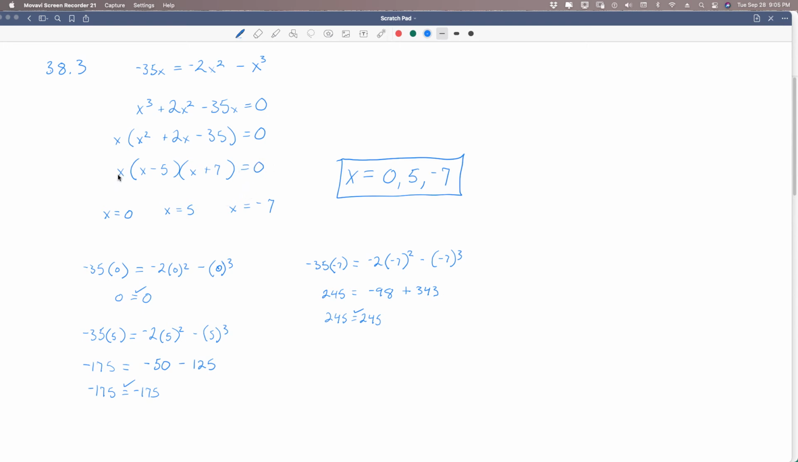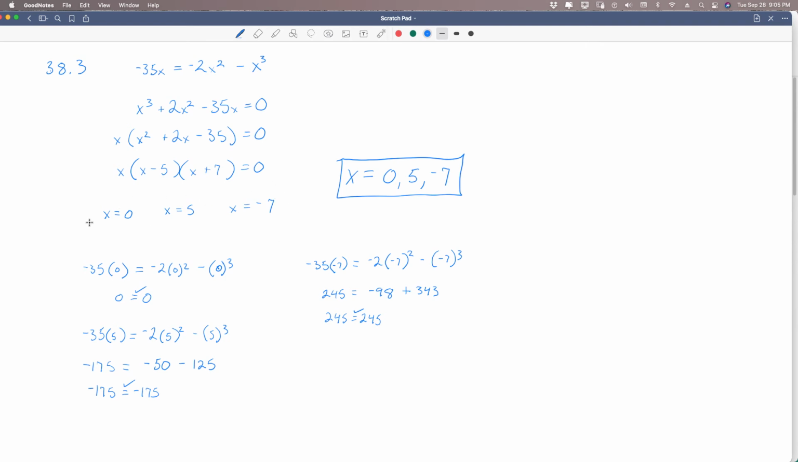So the first one, of course, is x equals 0. It's just by itself. 0 times any of this could have been 0. Then we had x minus 5. When we added 5 to both sides, we got x equals 5. And then when we subtracted 7 on both sides, we got x equals negative 7. So these are our options.